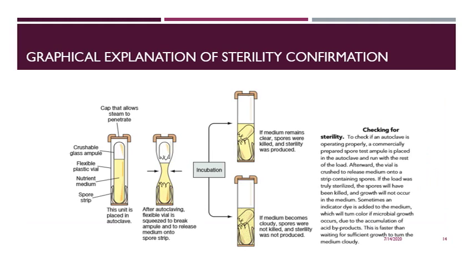Here we have a graphical explanation of sterility confirmation. As you all see, to check if an autoclave is operating properly, a commercially prepared spore test ampoule is placed in the autoclave and run with the test load. Afterward, the vial is crushed to release medium onto the strip containing spores. If the load was truly sterilized, the spores will have been killed and growth will not occur.